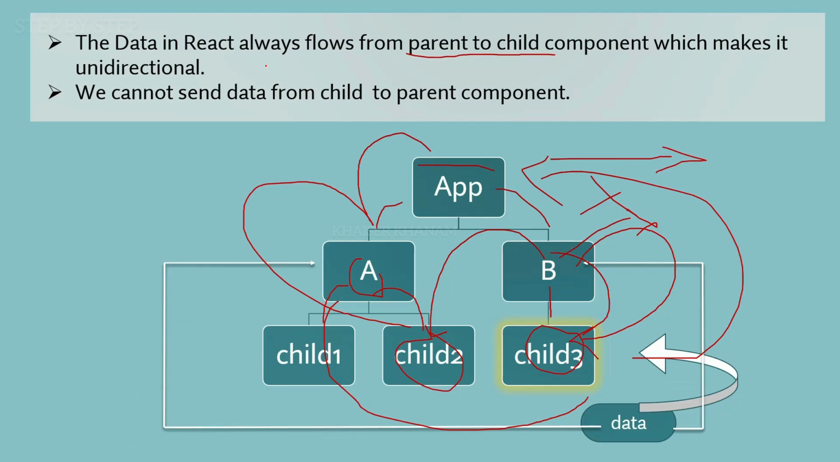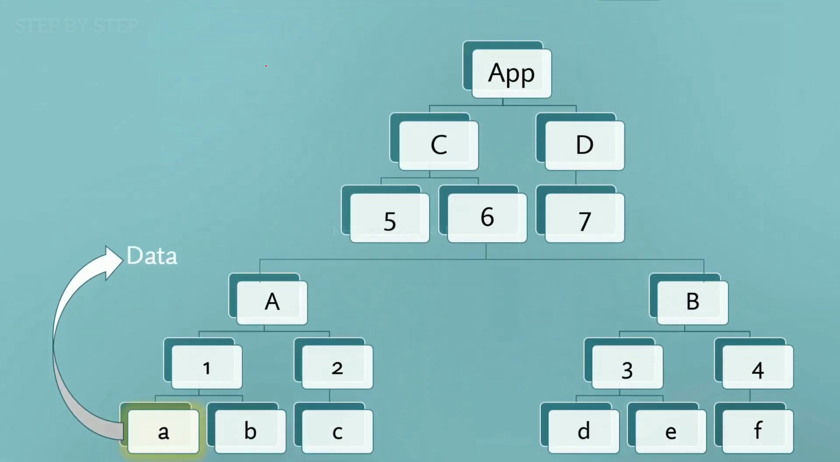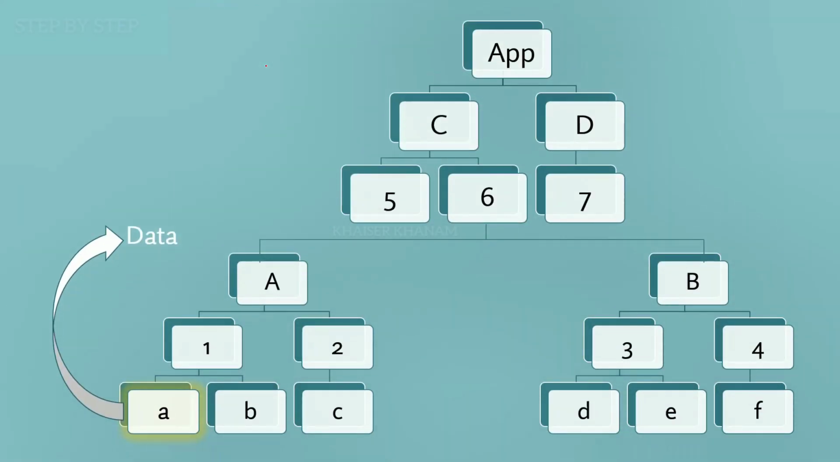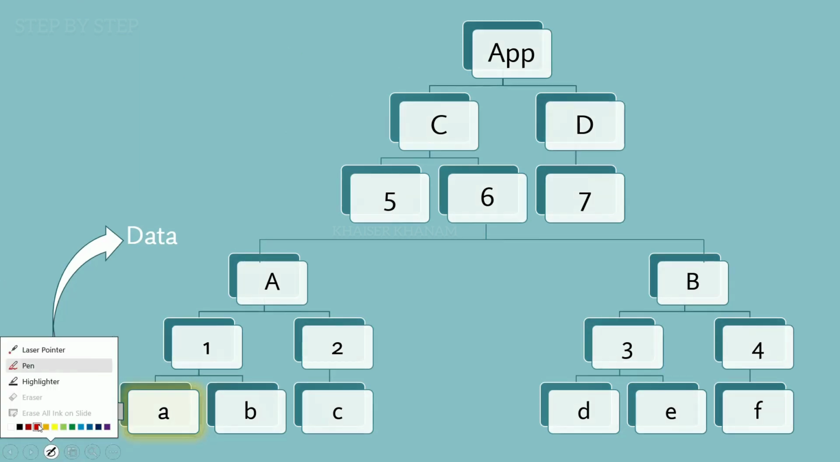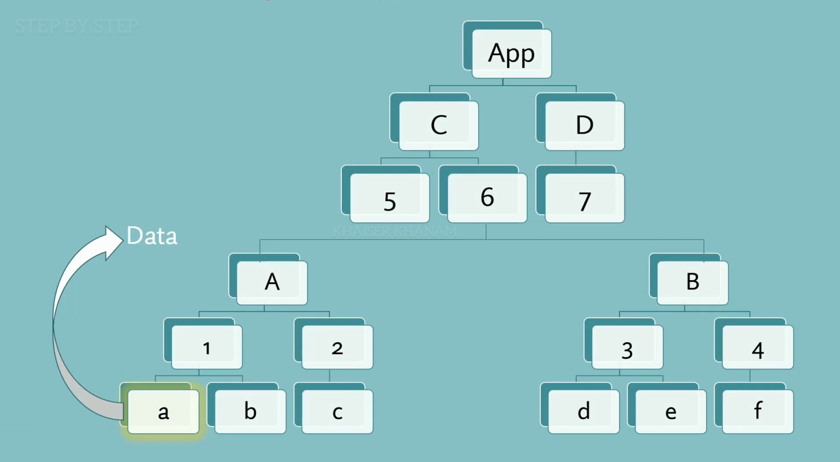I will be showing you a more complex example. Imagine this is my component hierarchy. Here we are having multiple components. You can see this is the main component, app, and inside app we are having component C and component D. All these components are present inside one of my React projects. Now my data is present inside this component A, inside the last child.